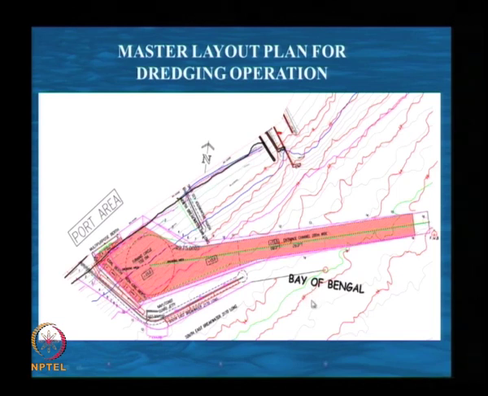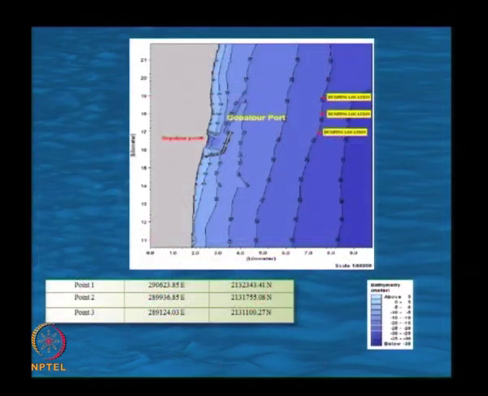Here I have shown two curves, one in red color, another in blue color. These two colors indicate what happened to the shoreline over a period of time. Even without any construction, some effects have taken place. So, these are the three dumping locations shown here.